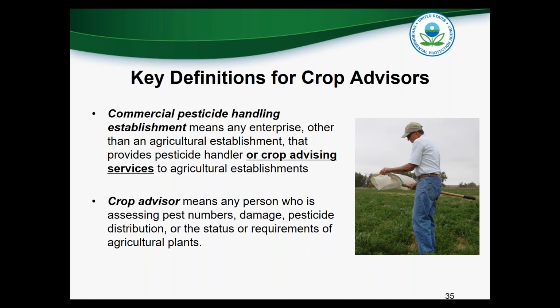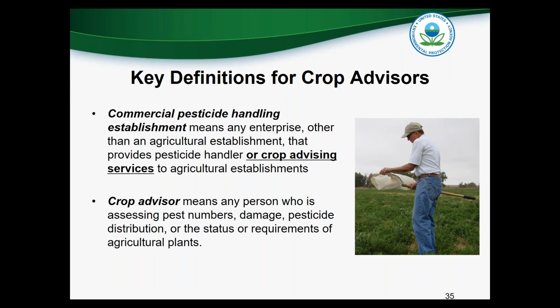just because the crop advisors have a sort of unique place in the WPS in terms of the activities that are allowed. So the first thing that's important to note is that a commercial pesticide handling establishment is defined as any enterprise other than an ag establishment that provides pesticide handler or crop advising services to ag establishments. And again, that's important because, as I mentioned earlier, we traditionally think of people covered by the WPS as those that are applying pesticides, either applying them for hire or applying them on the ag establishment themselves. But there are entities that are covered by this rule, covered by the WPS, that never apply a pesticide.